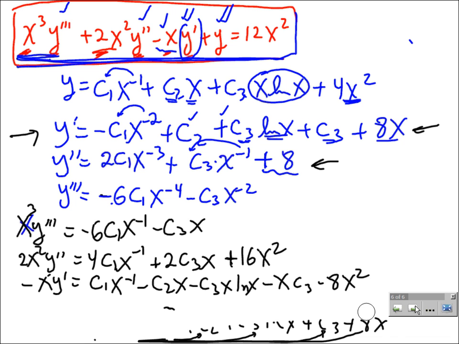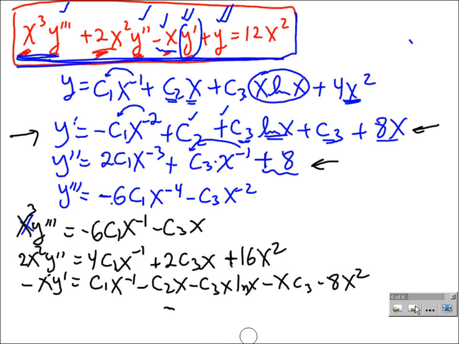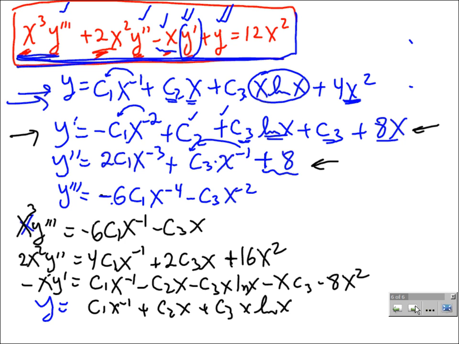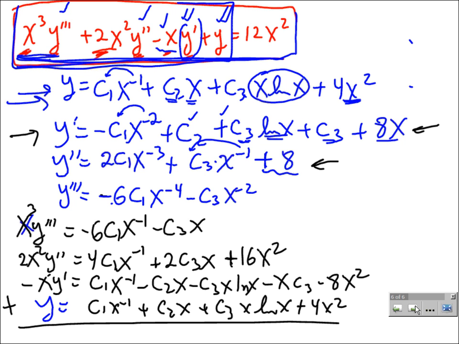Okay, we're almost done. Now we just have to add on y. And they told us right here what y equals. That was actually given. y is equal to c1 x to the negative 1 plus c2x plus c3x times ln of x plus 4x squared. When I add the left side, I get this.